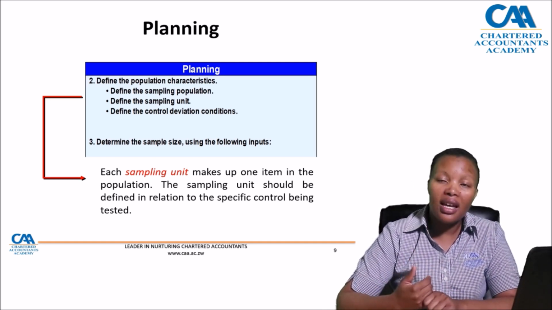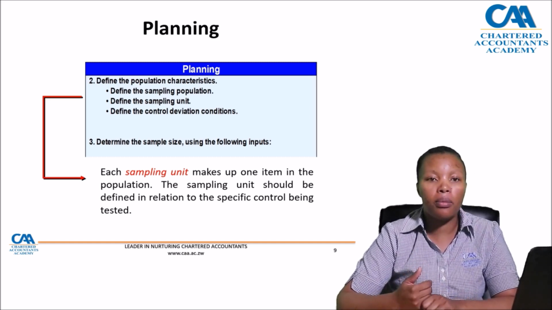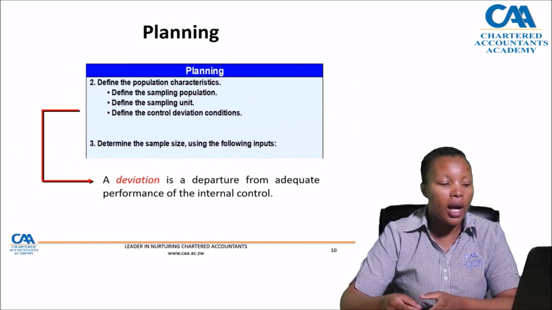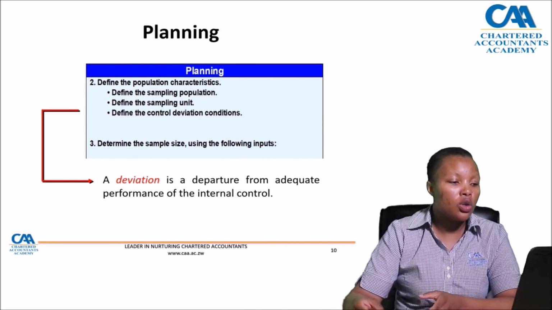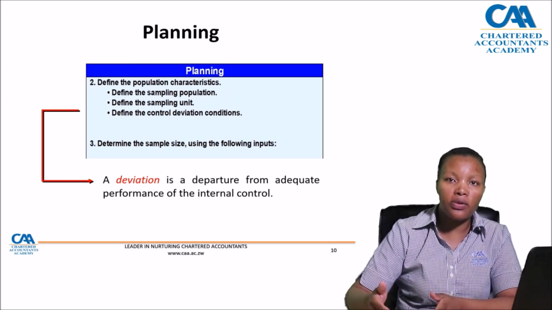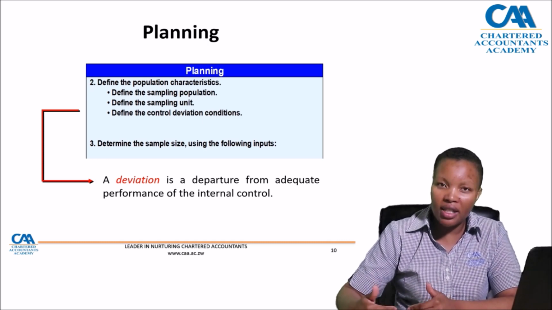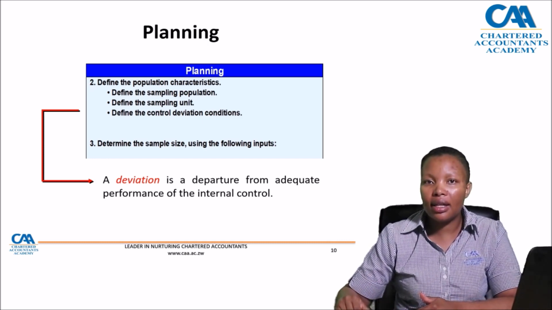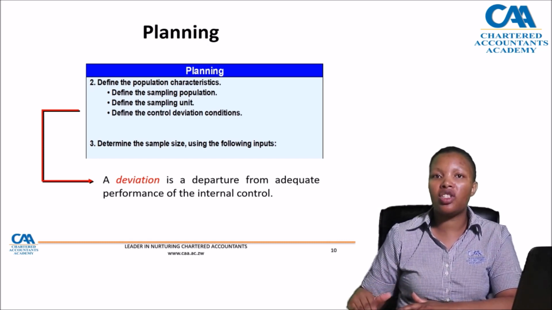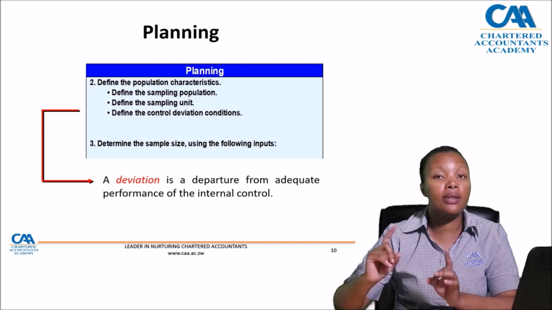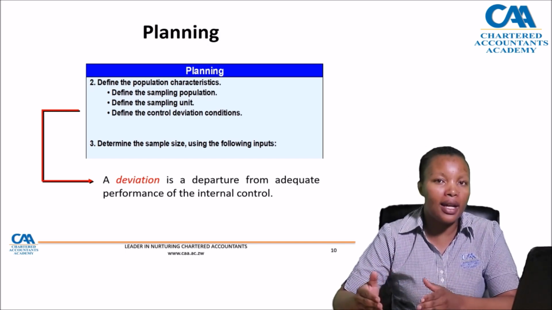And a deviation is a departure from adequate performance or an expectation that the control is working effectively. So it's a departure from our expectation. If our expectation is that there's a signature as a control, not having a signature is a departure from the expectation. So that's a deviation. So we then define that.